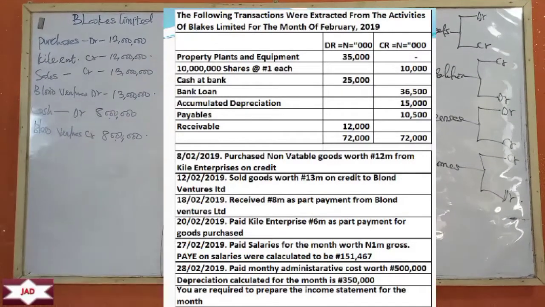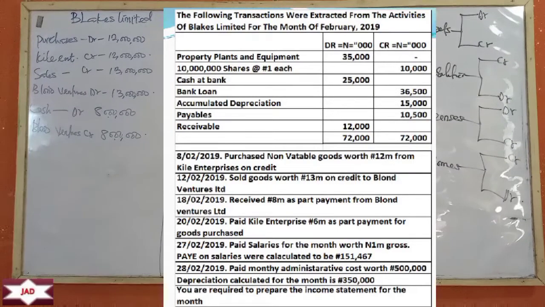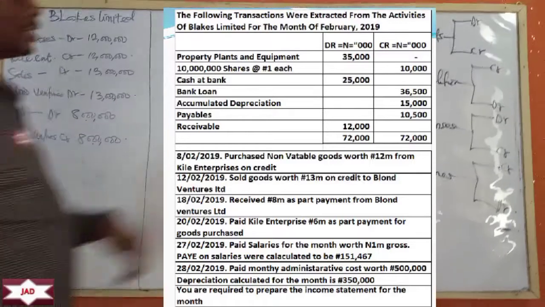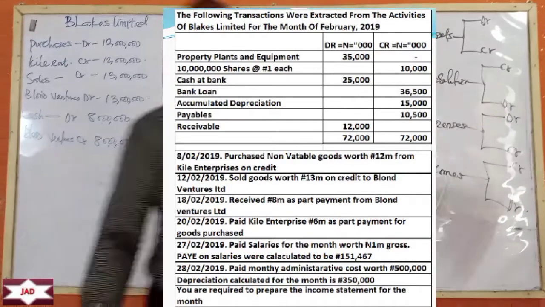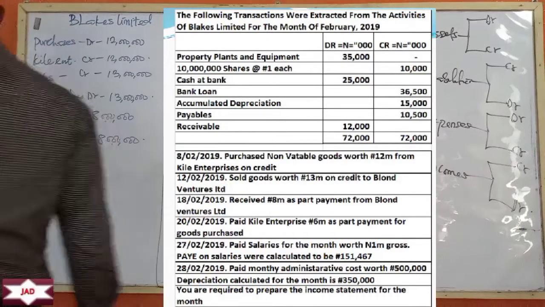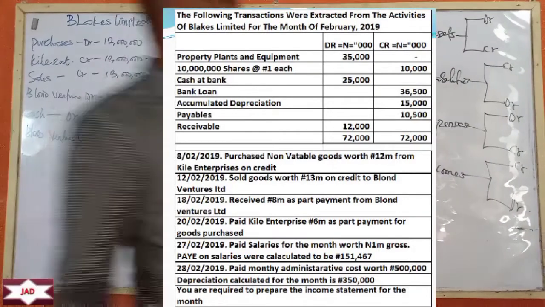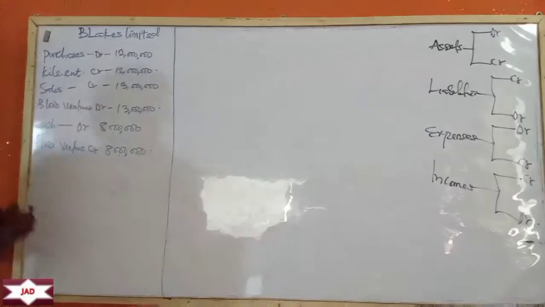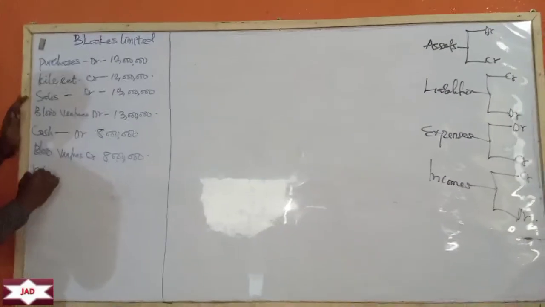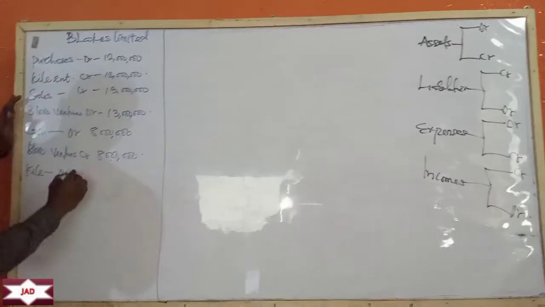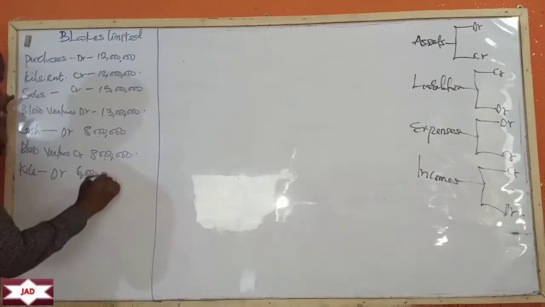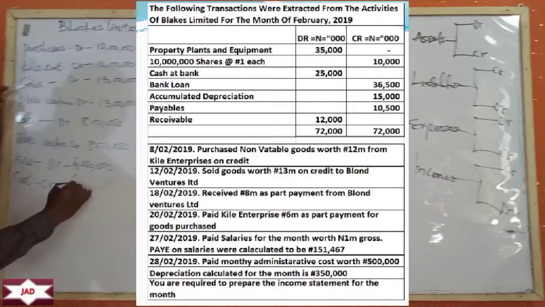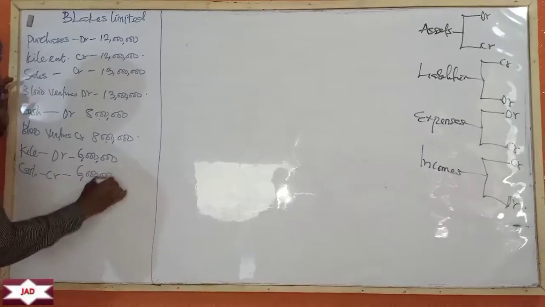Okay? So what's the next one? Paid Kyle 6 million as part payment. We'll pay cash. Cash is an asset. It will decrease, so that's a credit. Kyle was a liability, we were owing him. Now, if we're paying him, then to decrease, that's a debit. So that means Kyle will be debited with how much? 6 million. Then our cash will take a credit with how much? 6 million.